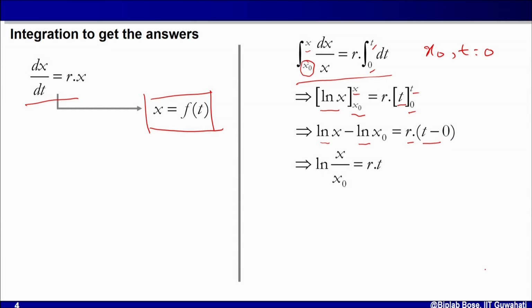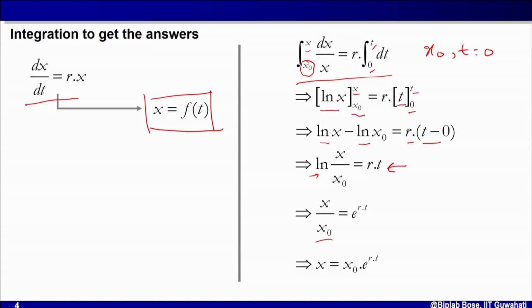So if I simplify further and rearrange the term, I get ln of x by x naught equal to r into t. Let us do further simplification. Then we get x by x naught equal to e to the power rt. And remember, I want to get x as a function of time, so I want to keep x on one side of the equal to sign and everything else on the other side. So that's what I have done in the next step, and I have rearranged the term algebraically, and I have got x equal to x naught into e to the power rt.